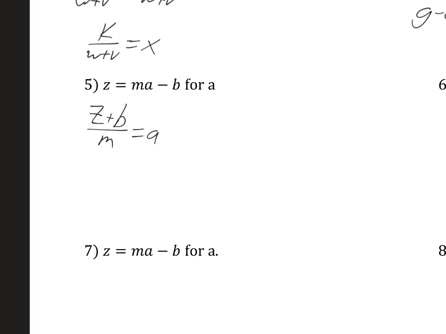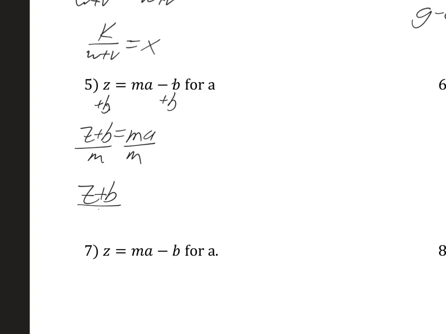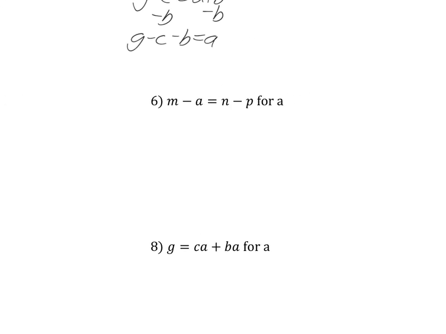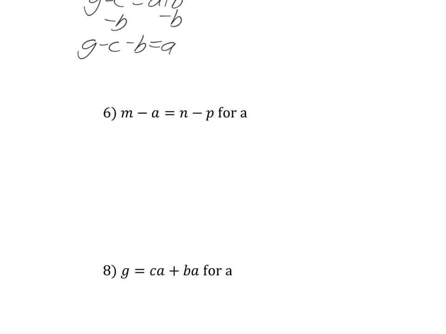Okay, so we should have gotten z plus b over m equals a. Let's double check how that would actually work. The very first thing is I want to get the thing furthest away from a on the same side away from it. Well, it looks like it's this minus b, so I'm going to add b to both sides. So now I have z plus b equals ma. Then I want to divide both sides by m. So I have z plus b over m equals a. So cool, good. Okay, go ahead and solve this next one for a.